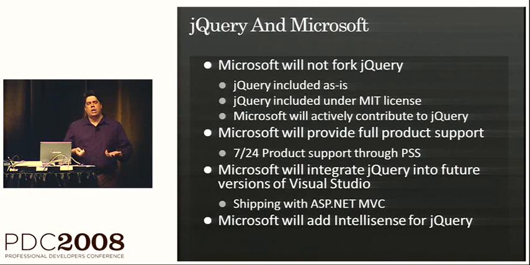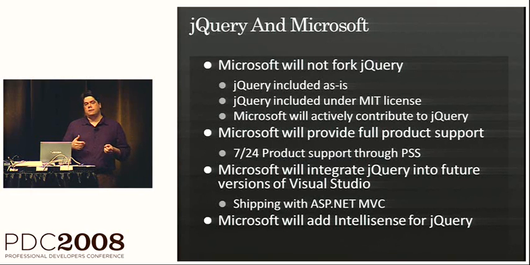So how does jQuery fit in with Microsoft? Well, Microsoft has made certain commitments around jQuery. This is kind of new territory for Microsoft. The first commitment is Microsoft is committing to not fork jQuery. This is very important. It's not like we're going to take jQuery and then create a Microsoft version of jQuery and then distribute that with Visual Studio.